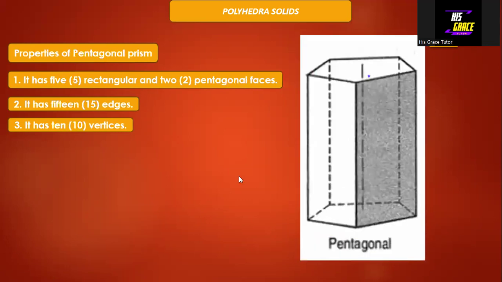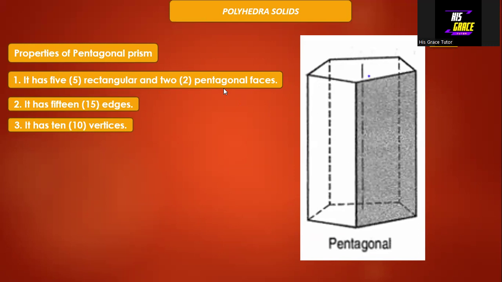Then the next one is a pentagonal prism. So the shape of the cross-sectional end is a pentagon. So that's why we call it pentagonal prism. So for the properties, it has 5 rectangular faces. Because the shape of the cross-sectional end is a pentagon, it has 5 rectangular faces.